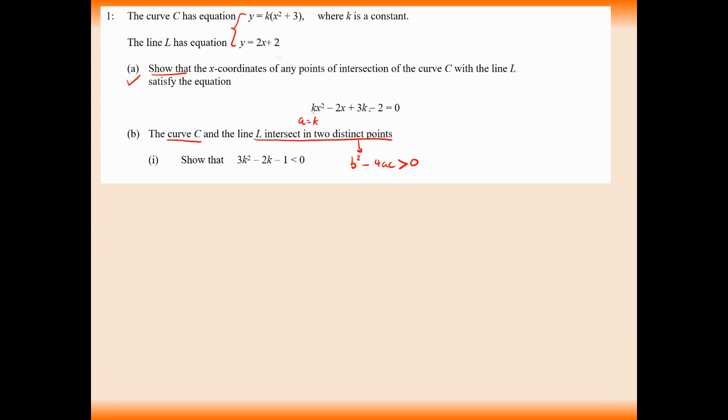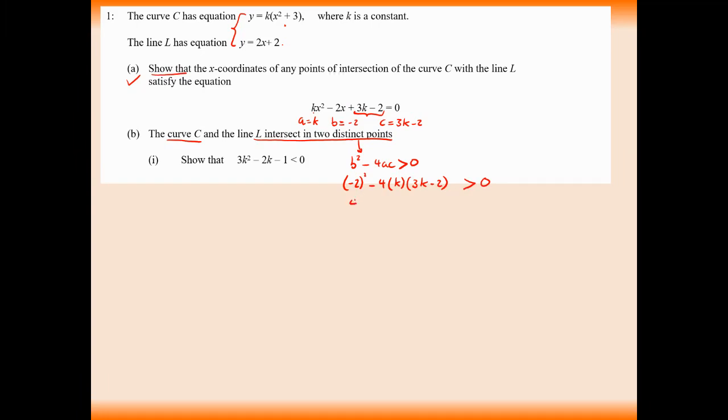a is k, the value of b is minus 2, and the value of c is 3k minus 2. So we need to work with these red values that I'm writing here. Forget about those two equations. So now I'm substituting: b squared is minus 2 squared, minus 4 times a, which is k, times c, which is 3k minus 2. And I'm going to write the inequality sign as it is because I know it must be bigger than 0.